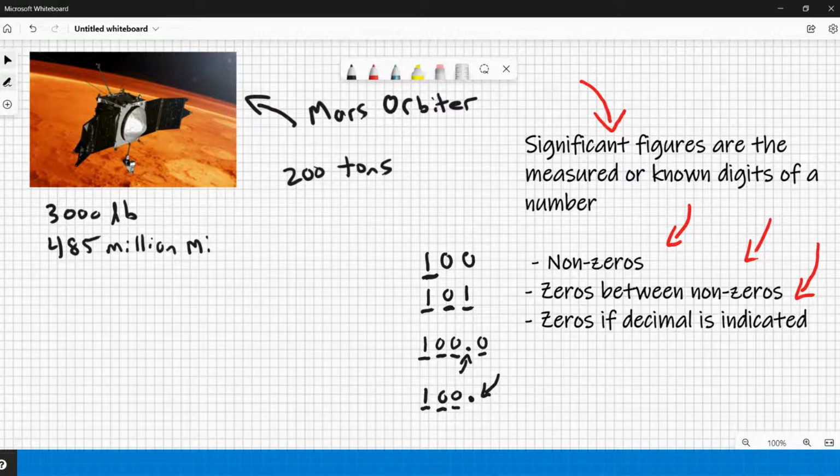Now, if we apply this new information back to the 200 tons of fuel required for the Mars orbiter, we can see that we have a number 2, followed by 2 zeros, and no decimal point indicated. This value has one significant figure. We can only assume that the 2 is significant, and the zeros are probably just being used as placeholders to show that this number is in the hundreds rather than the single digits or the thousands, for example.